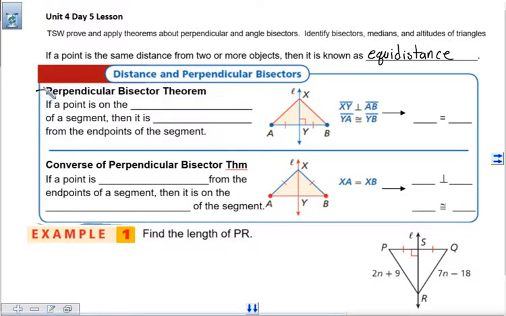Remember that perpendicular means two lines that intersect and they form right angles. So we have line X and segment XY intersecting and forming a right angle. They're perpendicular. So if a point is on that perpendicular bisector for your segment, then it is equidistant from the endpoint.